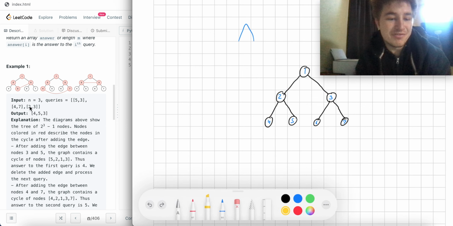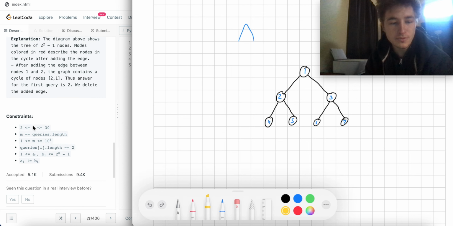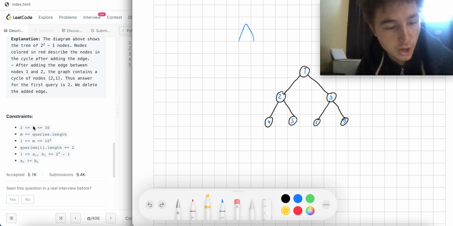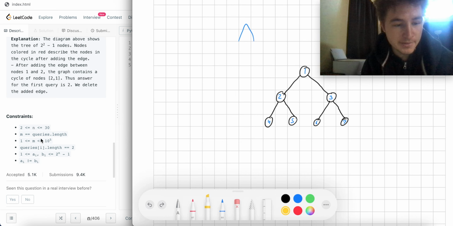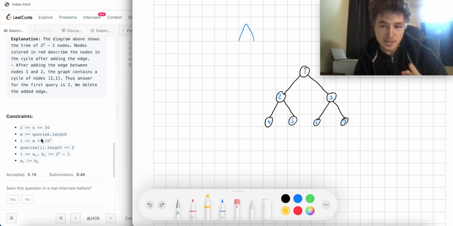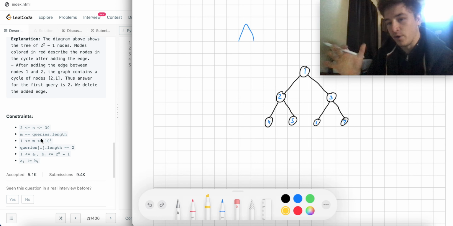So how would we find the answer to this efficiently? Well, to look at the constraints, n is only going to be up to 30. So n is very small, right? M is kind of big, right? M can be up to 10 to the 5. So it's okay if we do n operations for each of the m queries, right? That's what this constraint system is telling me.